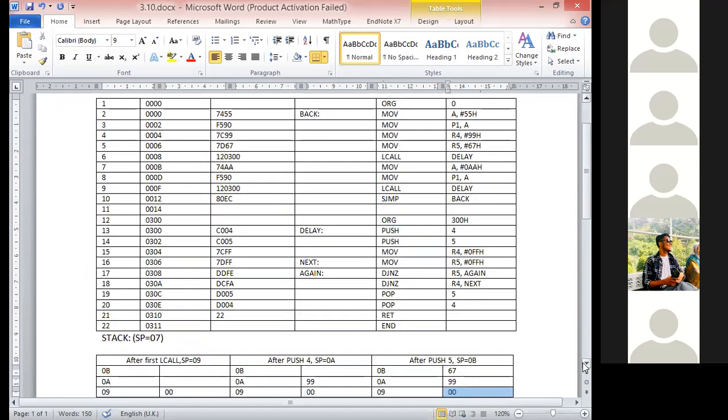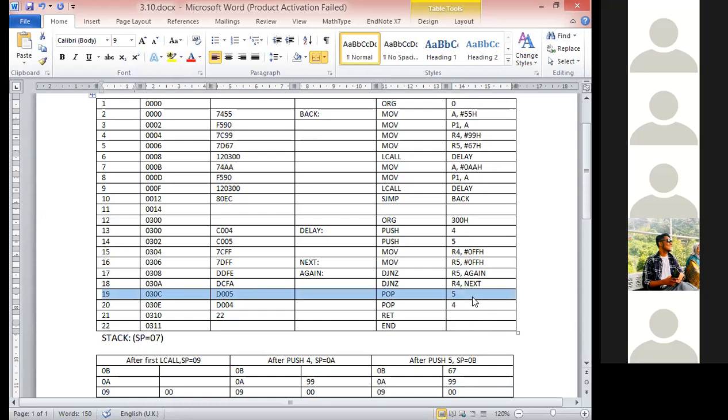Yes, sir. Okay, any other question? Go on. Sir, what is happening after POP 5 and POP 4? Try to understand. When you come in this line, can you tell me what is the value of R5 when you are in this line? When you are in line number 19, what is the value of R5? Can you guess?